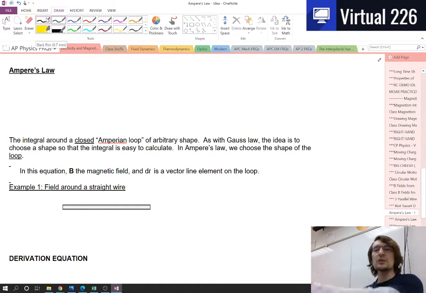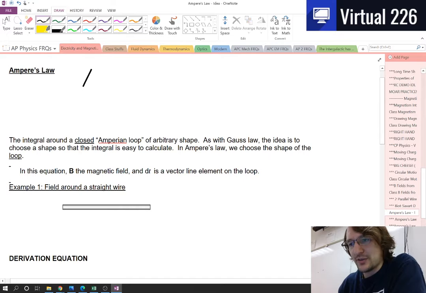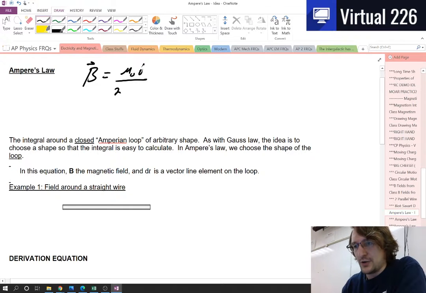Okay, so we're here. We're going to talk about Ampere's law right now, which will eventually bring us back to this equation that the B field at some distance away from an infinitely long wire is equal to mu naught I over 2 pi r. We're going to get back to there in a future video.